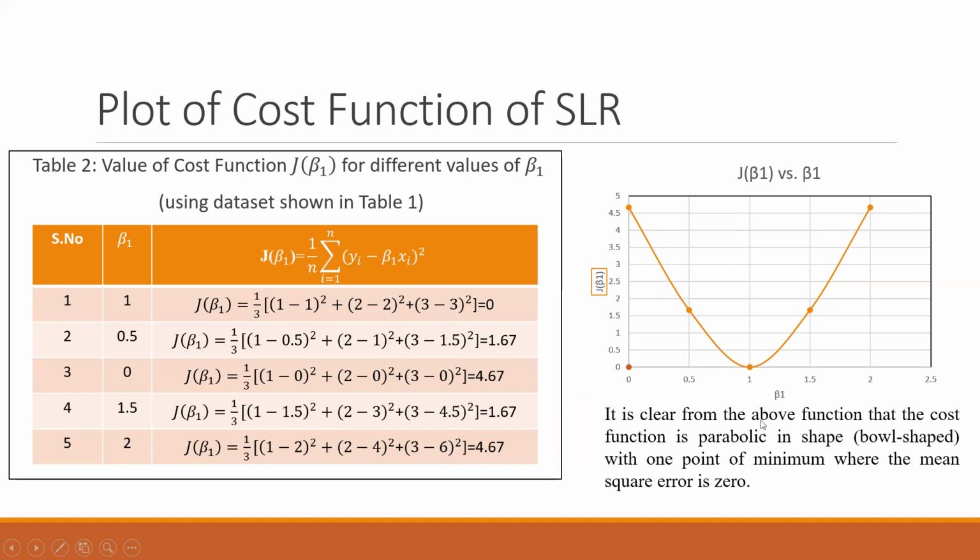You can see that this is a bowl shaped thing, okay? And you are hitting the minimum where the mean square error is 0. This J(beta 1) is hitting 0 for the value beta 1 as 1. So when beta 1 is 1, this equation is giving the result 0, and that's the minima. All other points have more value, which means there is more mean square error at those points. So this is a way of plotting.